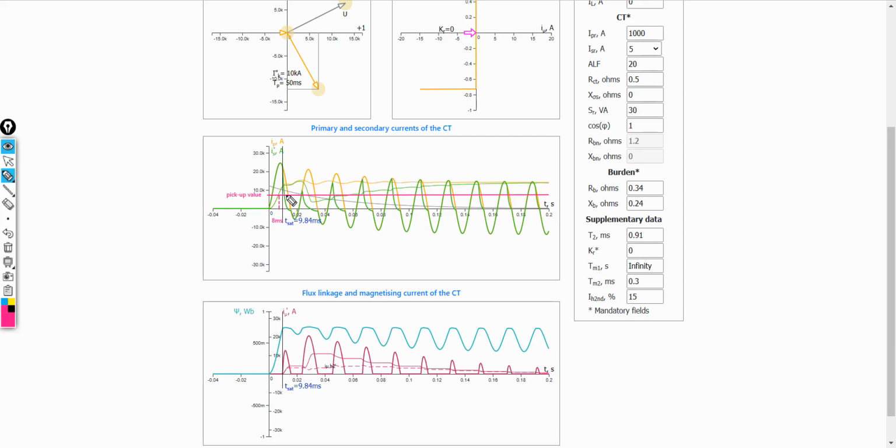The fact that the saturation time is less than the time until the short circuit current is measured correctly does not mean that the protection device will not trip. Therefore, each case must always be considered individually.